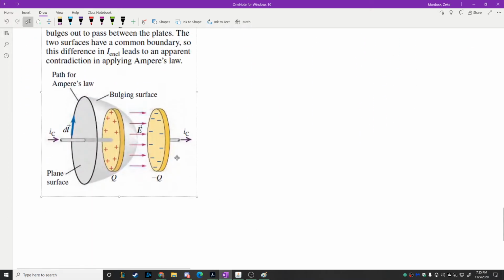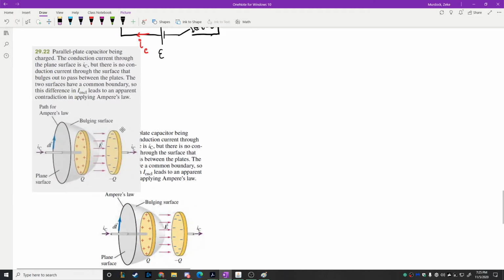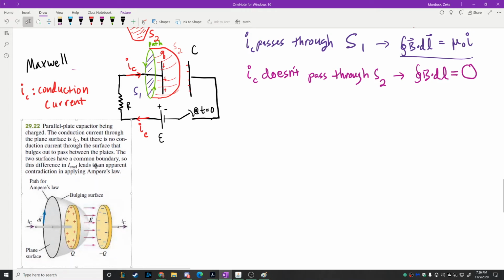I'm going to pull this picture up here. Now I wanted to draw it myself, just because I wanted to go through slowly what was going on, because I think the picture is too much. But let's read what this says right here, and then we'll go through it, showing how we can fix this problem.